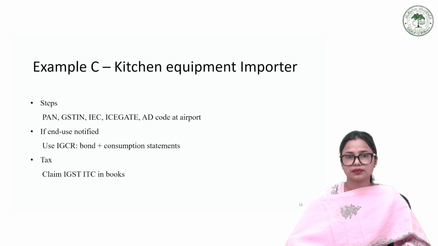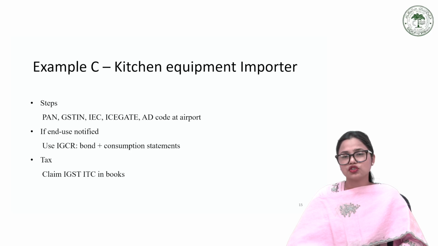This is a third example involving a kitchen equipment importer. So, this kitchen equipment might be intended for a specified use, and in such cases, whenever an import of a machinery or capital goods is done with the purpose of a specified use, it can be claimed, it can be applied under the IGCR scheme 2017. Input of goods under concessional rate of duty.